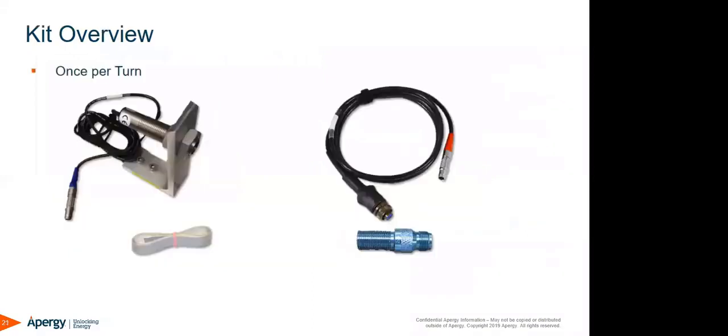Other once per turn devices, of course, we've got the optical sensor and the mag pickup. Both these methods work well to provide a once per turn sync reference by tracking the revolution of a reflective reference, such as a hole, pin, or reflective tape.